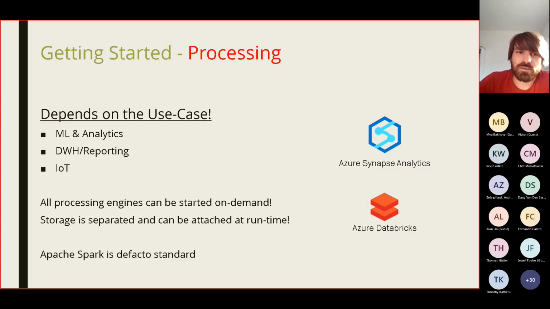So from my personal experience, especially for machine learning and analytics use cases, Databricks is the better choice. If your use case is more towards data warehouse and reporting, you probably go with Azure Synapse because it has a really good SQL engine built in. If your use case is IoT, it again depends. I'd probably also go for Databricks, but that's also an architectural decision, what you want to use, also in terms of so-called vendor lock-in and other stuff.